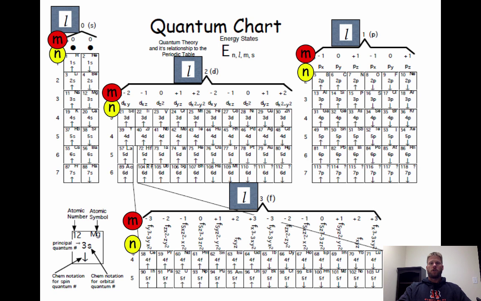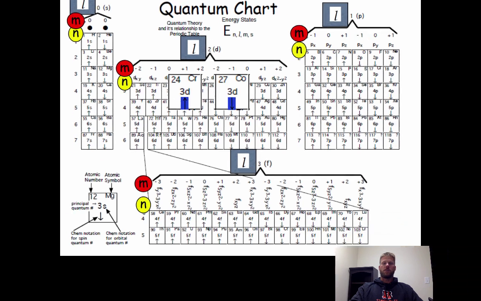So if you look at chromium here, number 24, it has an up arrow in the box. That means the 24th electron has a spin of positive 1/2, or up arrow. And if you just go a couple down the table, if you look at cobalt here, the 27th electron has a down arrow, chemistry notation, which would correspond to a negative 1/2 physics notation. So you can find the S quantum number just by looking in each of the boxes.